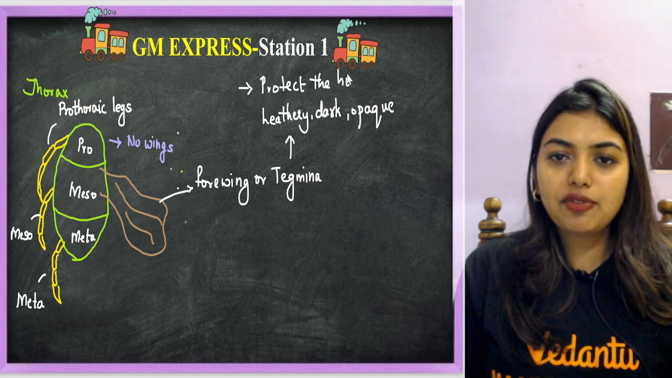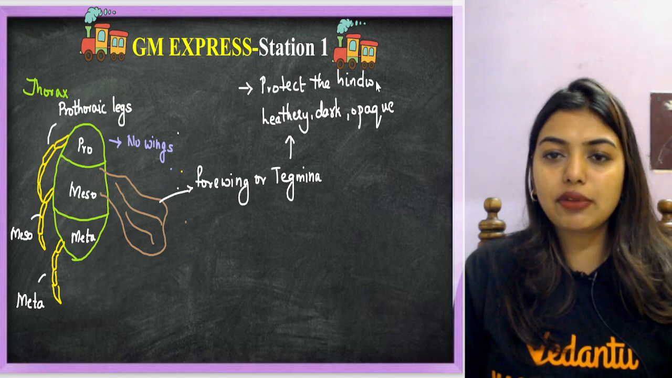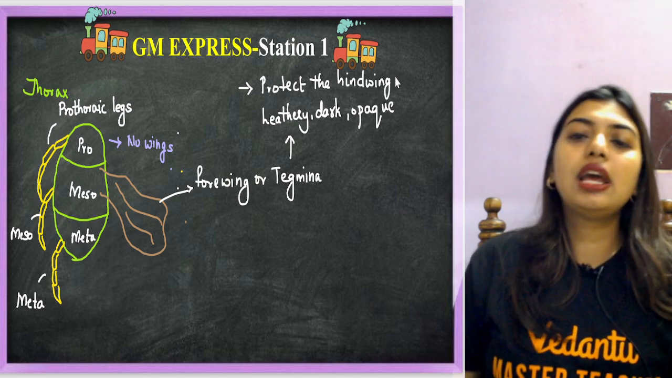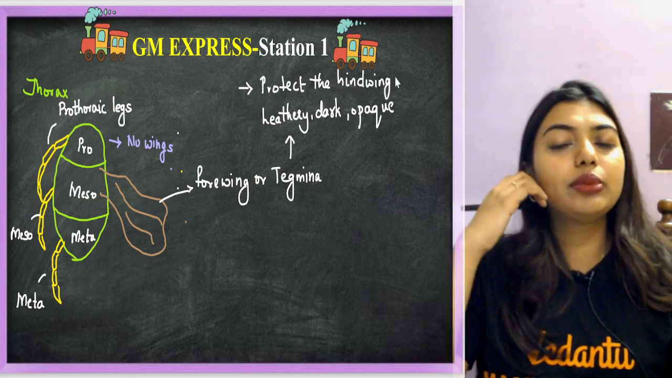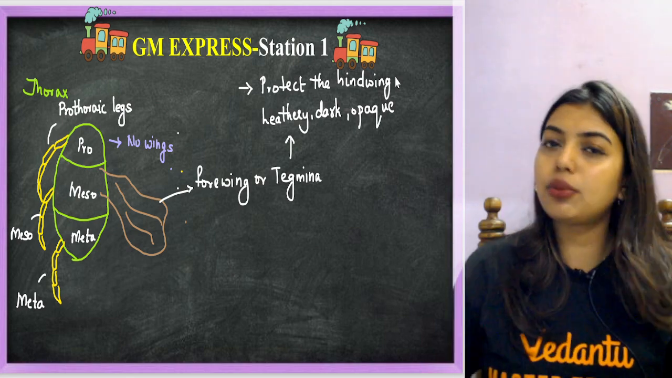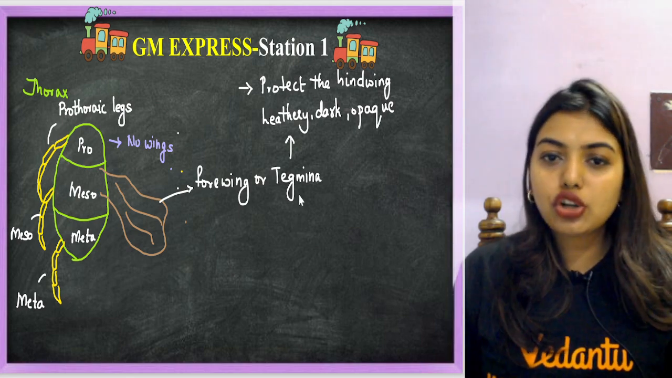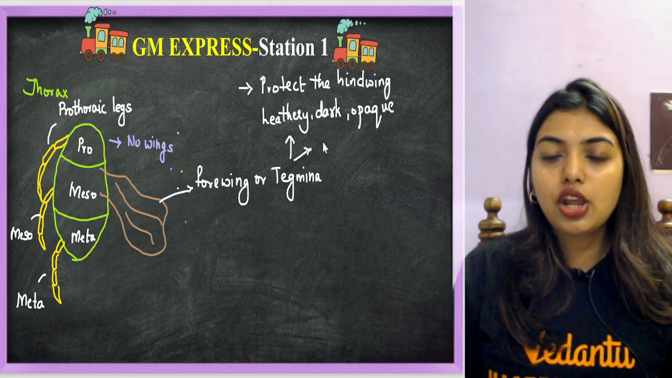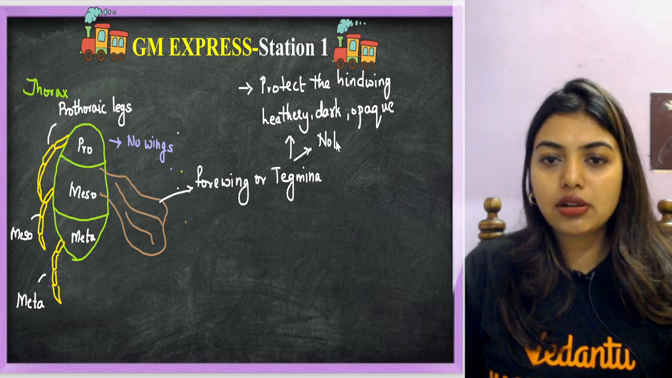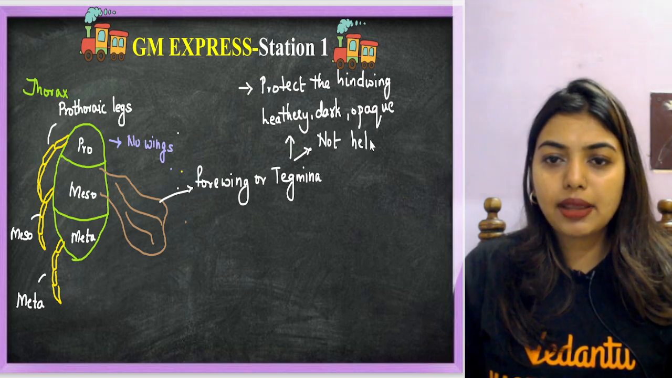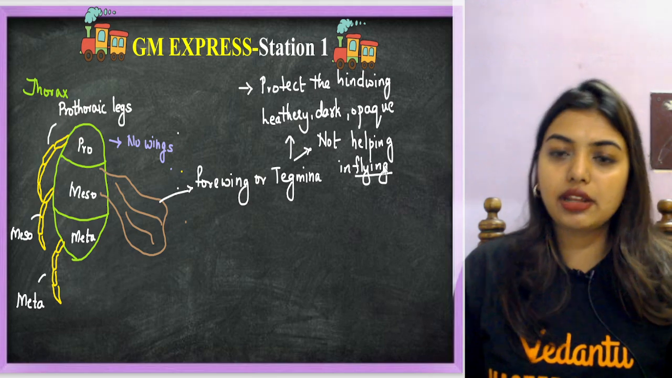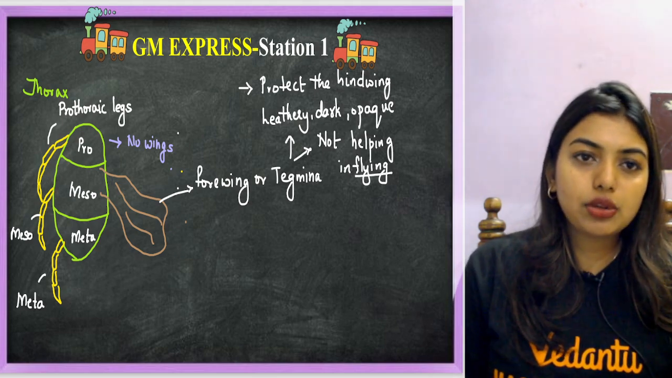Are they going to help in flying? No, they are not going to help in flying. Please keep this in mind. When you know that there is a wing, you immediately write that it helps in flying. Not at all. They are not helping in flying. Got it? Now the next one is going to be the second wing.